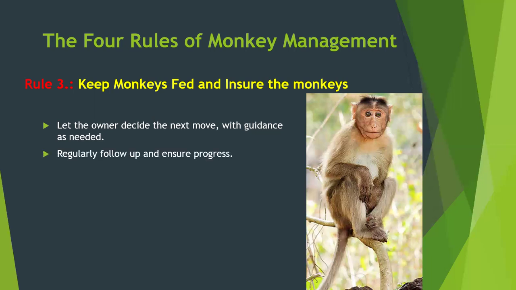Now, regularly follow up and ensure progress. I've said it. That's the kind of insurance that you give to the monkey. Be sure that this monkey will be fed. That's what we mean by ensure the monkey. Be 100% sure that Mr. B, who will be assigned this task, will execute the task. Because if you don't ensure the monkey, it might die. I mean, the task might not happen.